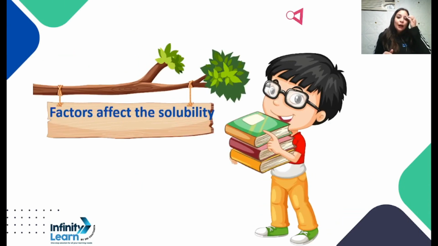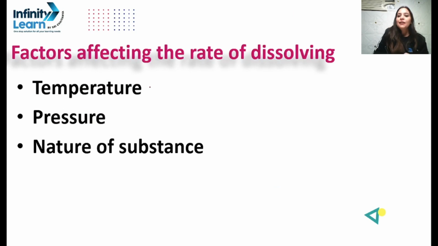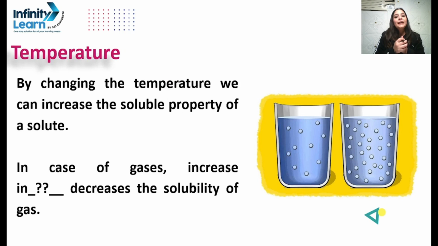Okay. Now, factors that affect the solubility. Let's talk about it. Three factors are responsible which affect the rate of dissolving: temperature, pressure and nature of substance. Let's take it one by one. Temperature. I'll give you one example. Suppose I take water and add a spoon of salt to it. I stir it, it gets dissolved. I add another spoon, I stir it, it gets dissolved. I keep on adding, but a stage will come when that solution will not be able to dissolve more solute into it. But if I change the temperature, that means if I heat it, then it will dissolve more.